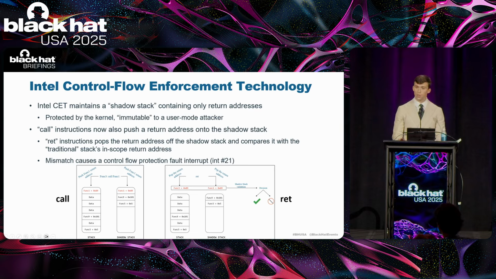And anytime a call occurs, instead of just updating the instruction pointer and pushing a return address onto the stack, we now push a return address onto this immutable shadow stack. And anytime a return occurs, we pop the in-scope return addresses off both the shadow stack and the regular stack, and we compare them. If they mismatch, the CPU issues a special interrupt.